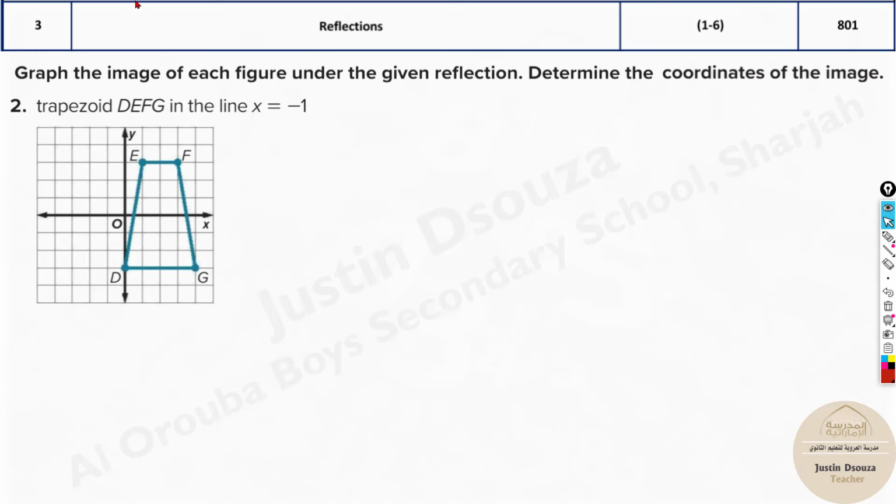Now what about this one here? This is a trapezoid and it is reflected along which line? x equals -1. Now here you need to be careful. What is -1 over here, right?